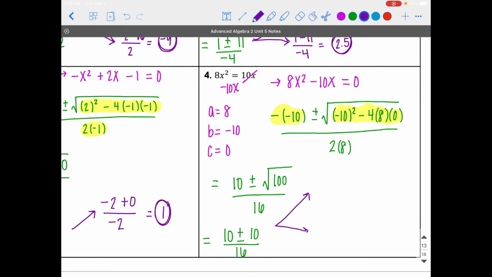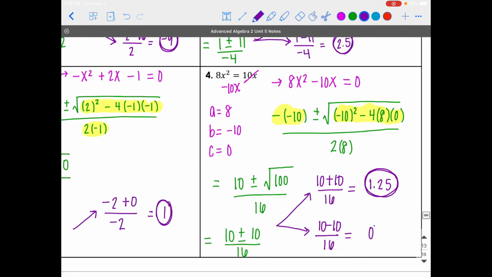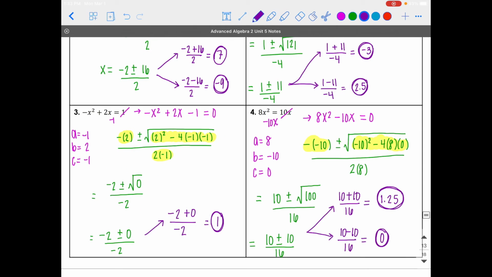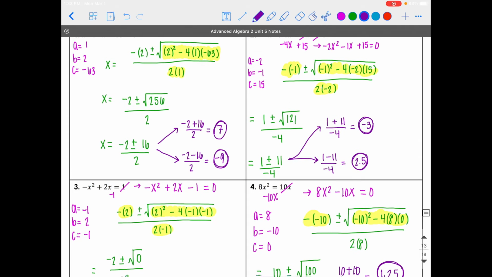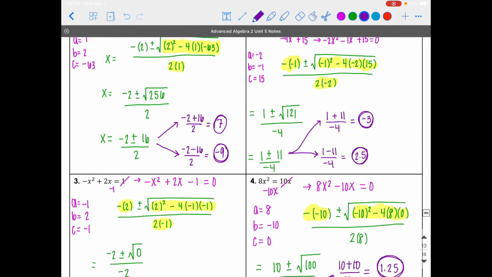All right. So we have 10 plus 10 divided by 16. So 10 plus 10 is 20 divided by 16 is 1.25. And then we have 10 minus 10 divided by 16. 10 minus 10 is 0. Divided by 16 is 0. So all of these that we've done so far give us nice, neat numbers.